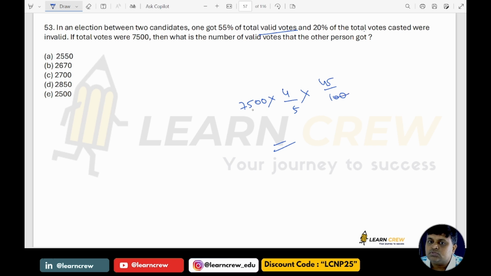So two zeros cancel. 5 9s are 45. Now 75 into 36, how much are you going to get? Am I correct or not? 75 4s are 300. 300 9s are 2700. So the answer is option C.